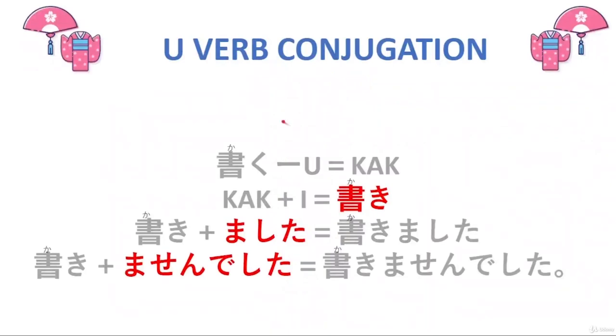So let's take a look at kaku. We take away ku, or u, and we move one step back, so we have to have ki. So we have kaki as our word stem. To kaki, for past affirmative, we need to add mashita. So we will have kakimashita, wrote. Now for past negative to kaki, we need to add masen deshita. So we will have kakimasen deshita, didn't write.